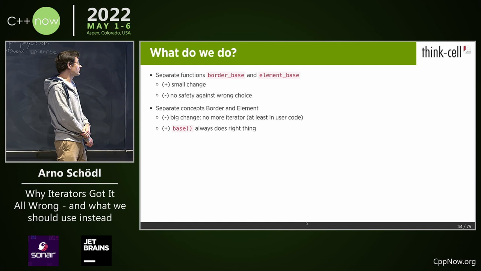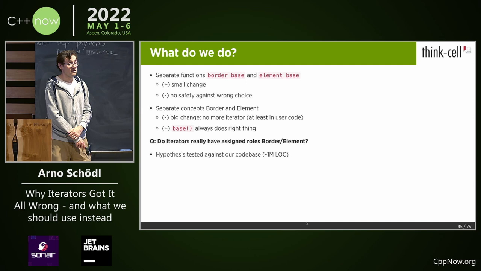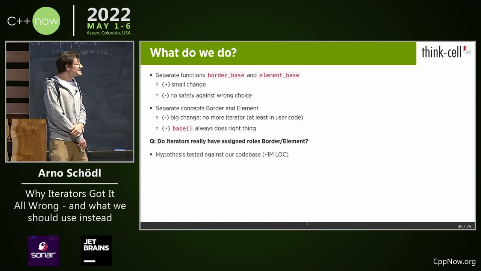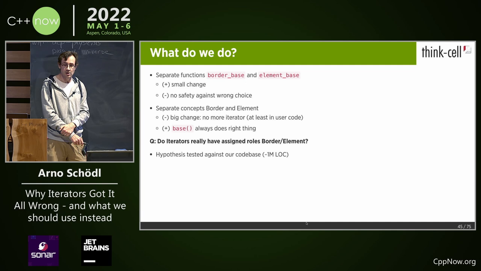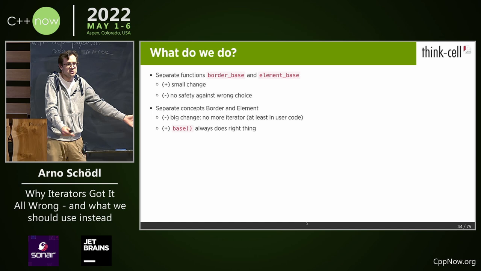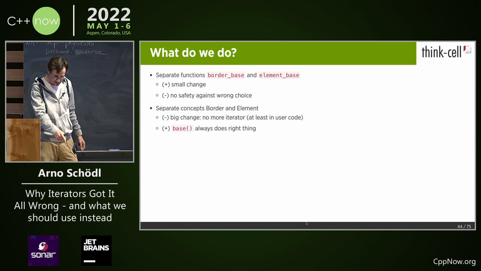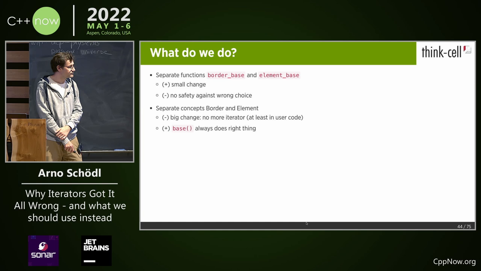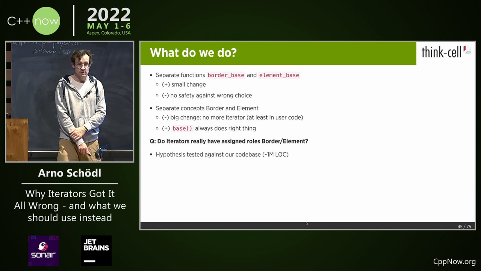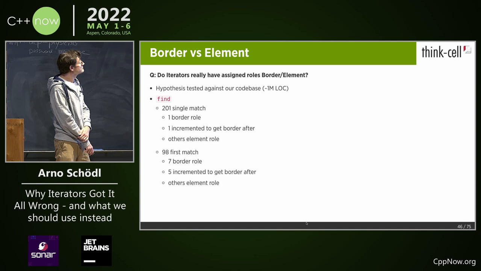Now, of course, the question is, are iterators really borders and elements? And this is, I think, a question you have to ask by looking at code. You have to basically test it against actual code. Is this semantics? Can you look at a piece of code and say, this is a border, this is an element, this is a border? If you cannot do that, then that's unworkable. So I did that on 1 million lines of code in our code base. And here's the result. Yes, they do. I categorized them.